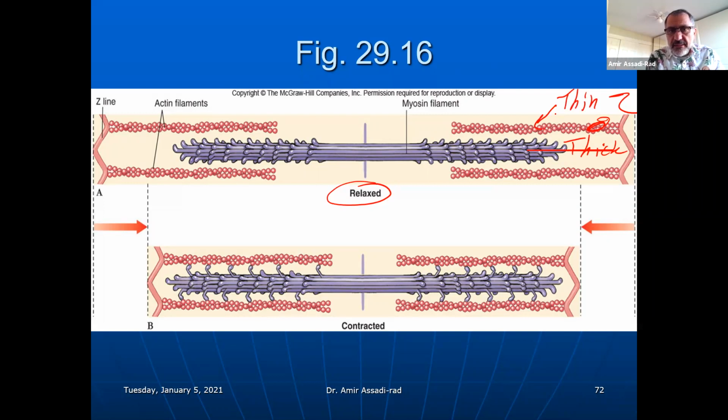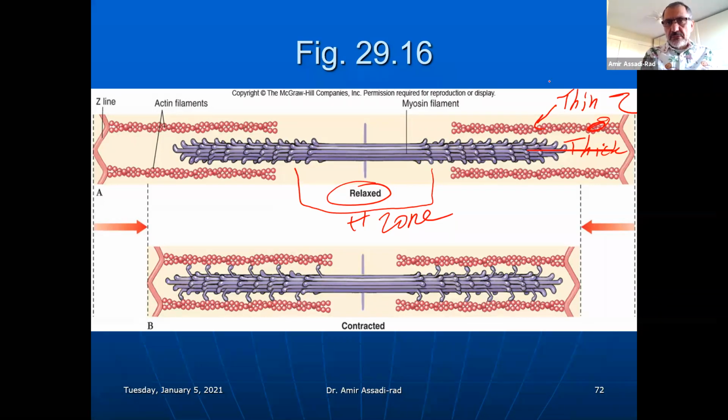And then when the muscle contracts, look what happened. And this area, where there is only myosin, right, is called the H zone, okay? There is no actin, there is nothing in there, just myosin. Remember, the A band is where there is both actin and myosin, right here. Oops, sorry, this is the A band. And then from here to the next one is the I band. Remember that?